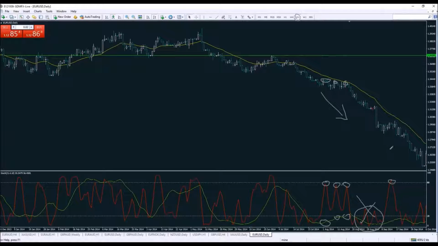Our faster stochastic is at its peak. It's in overbought conditions. The price is below or at the moving average. Our slower stochastic is also flat or at oversold conditions, and we're going to be taking another short position here, during the development of the trend itself.